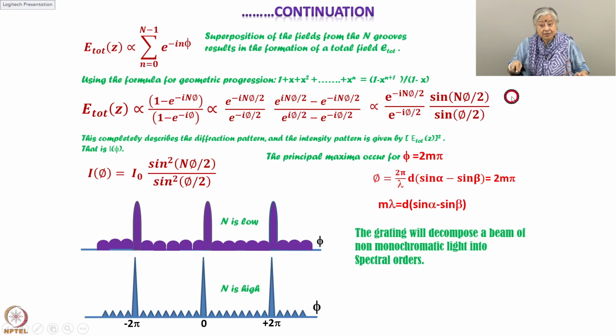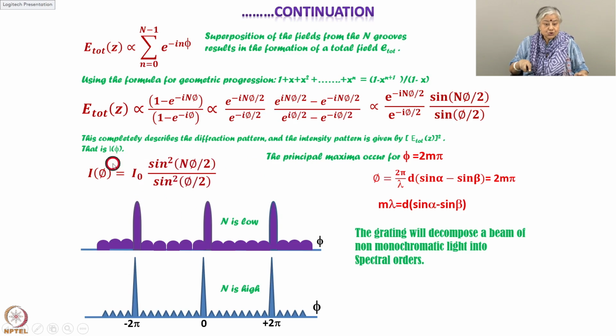Now, what does this look like to you? This is the electric field, because we started with that field. But if I want the intensity, I have to take the square of this, or the complex conjugate of this. So I have written the intensity as I0 sine square n phi by 2 over sine square phi by 2. Does this not look familiar? This should be familiar to you, it is a very famous equation.